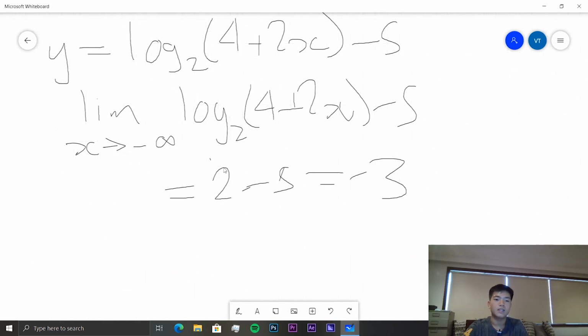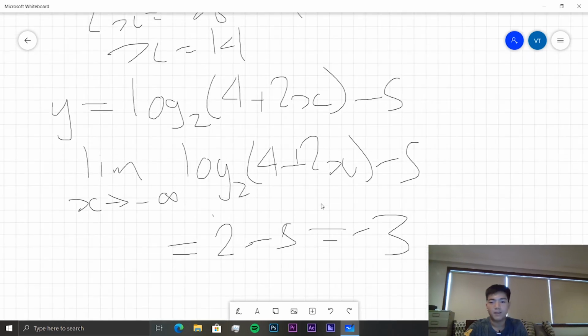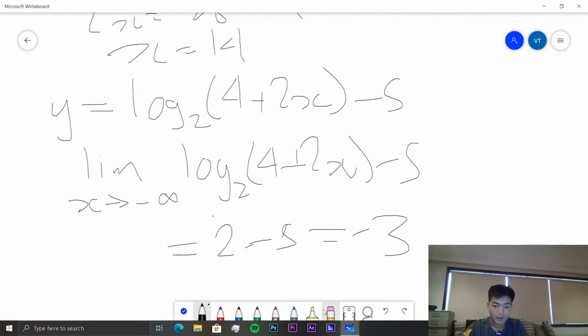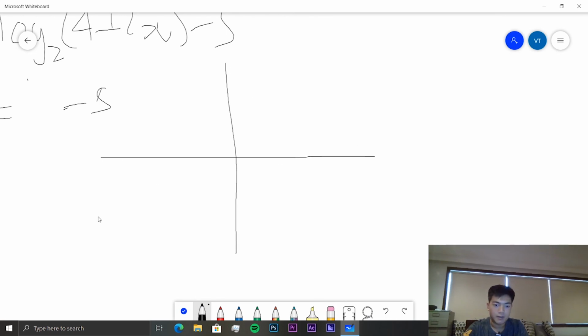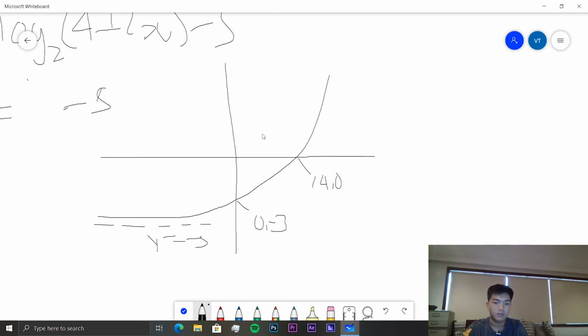Oh, sorry, no, this asymptote will actually be incorrect. What I mean is actually -5 over here. So the asymptote is -5. We have a y-intercept at -3, and we have an x-intercept at 14. So this is (14, 0). This is (0, -3). And this asymptote here is y = -5. So it should look like this.